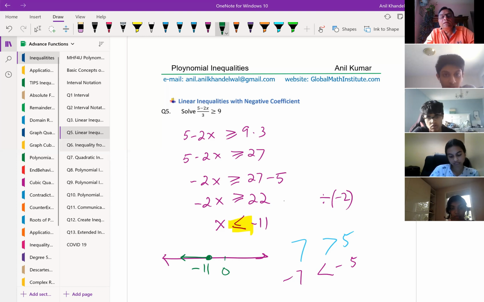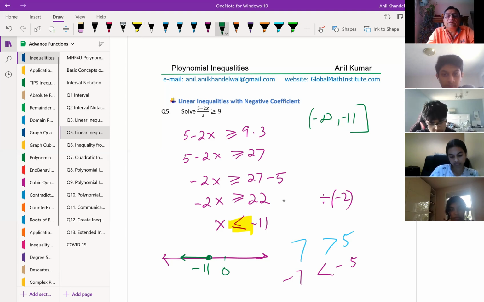So if you were to write this using interval notation, it would be first parentheses, then negative infinity to negative 11, and then a square bracket, right? Square bracket for -11. Yes. So every time you're dividing by a negative number or multiplying by a negative number, the inequality changes. Yes. Okay.